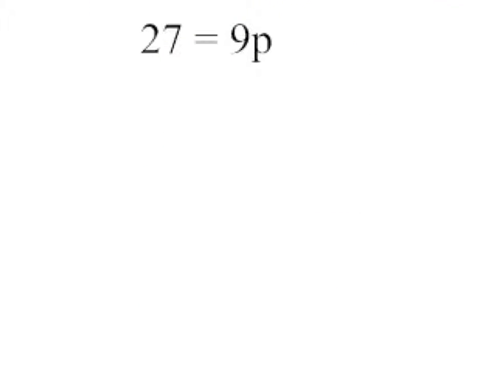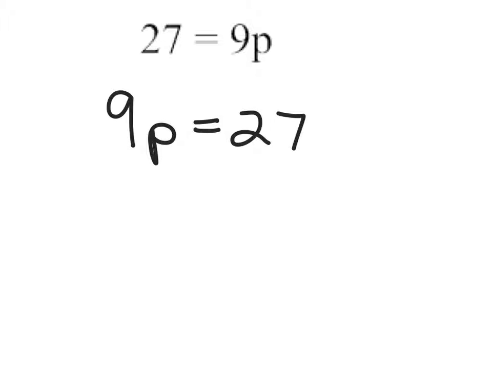I looked at Javon's paper and he did something really good. If you notice on this one, the variable's on the right-hand side. For some of you, you think, whoa, I don't know what to do with that. You can do what Javon did and just flip it around. It's the same thing to say 9p equals 27. If that helps you, great.